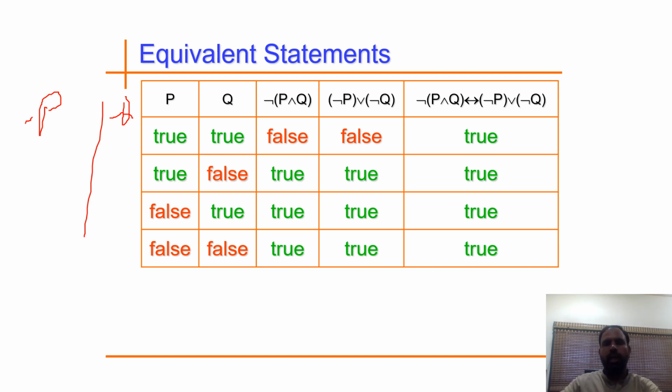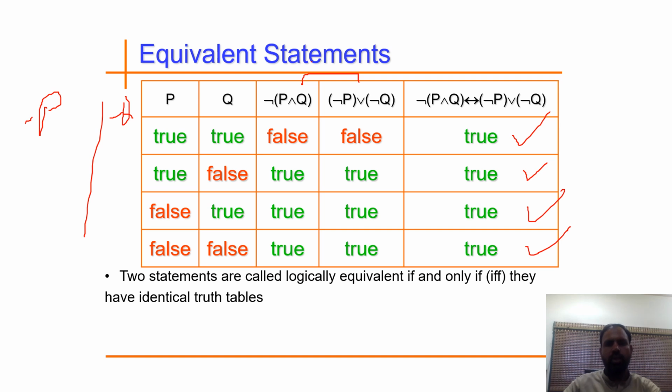Negation of P and Q, biconditional, negation P or negation Q. Now we use these two columns in the biconditional. If both are false, then the biconditional result will be true. Both are true, this will be true. Both are true, this will be true. Both are true, this will be true. So in the biconditional we studied that if the values in both columns are the same, then the result will be true. Otherwise the result will be false.